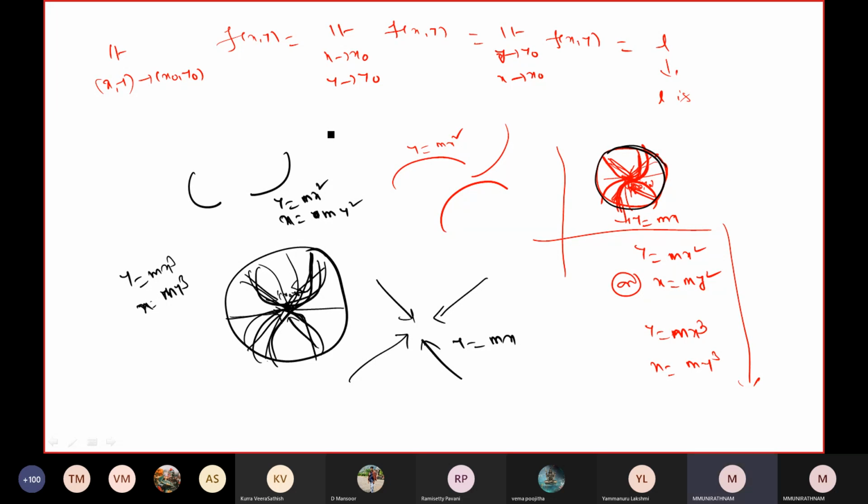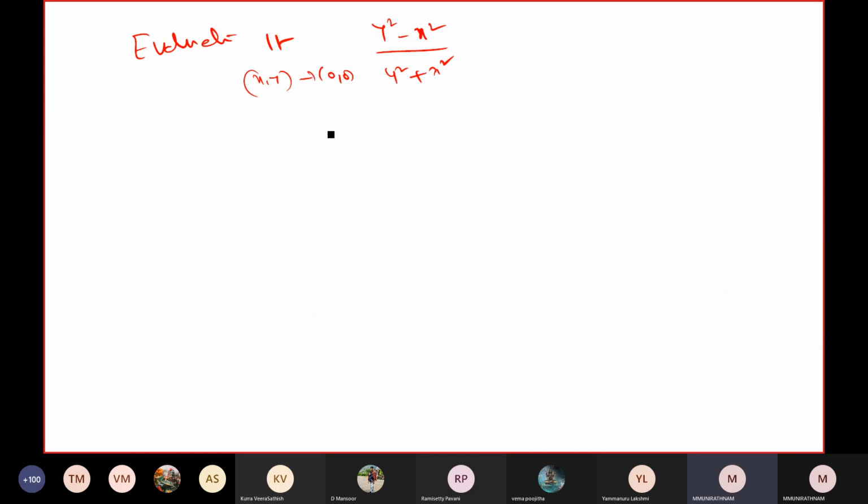So let us go for an example. Evaluate the limit as x comma y approaches x naught comma y naught of y square minus x square by y square plus x square. If I go by the two-path method, x tends to 0, then y tends to 0, y square minus x square by y square plus x square. So what will it be?